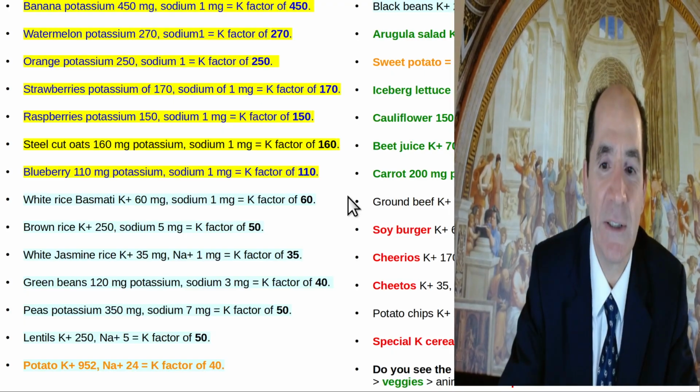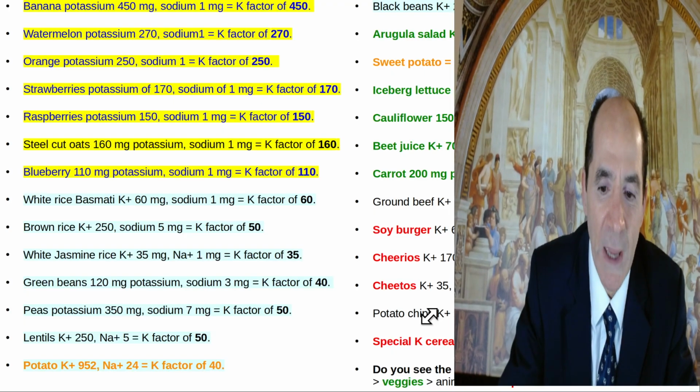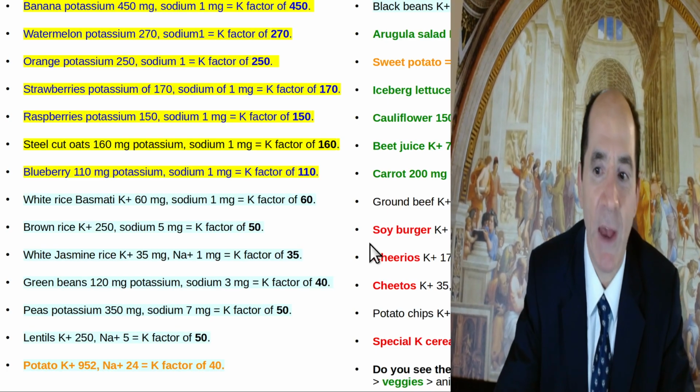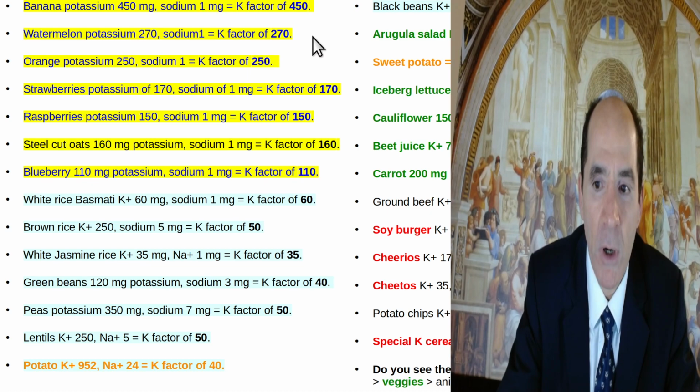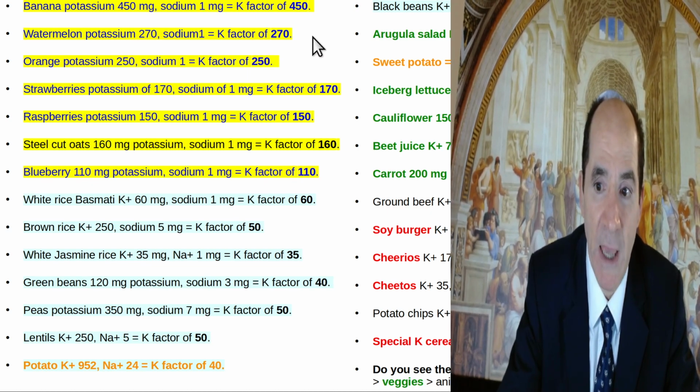All right, now just to show you some numbers, a little reality check. This is what is called the K factor, the ratio of potassium to sodium. In a banana, you've got 450 times more potassium than sodium.